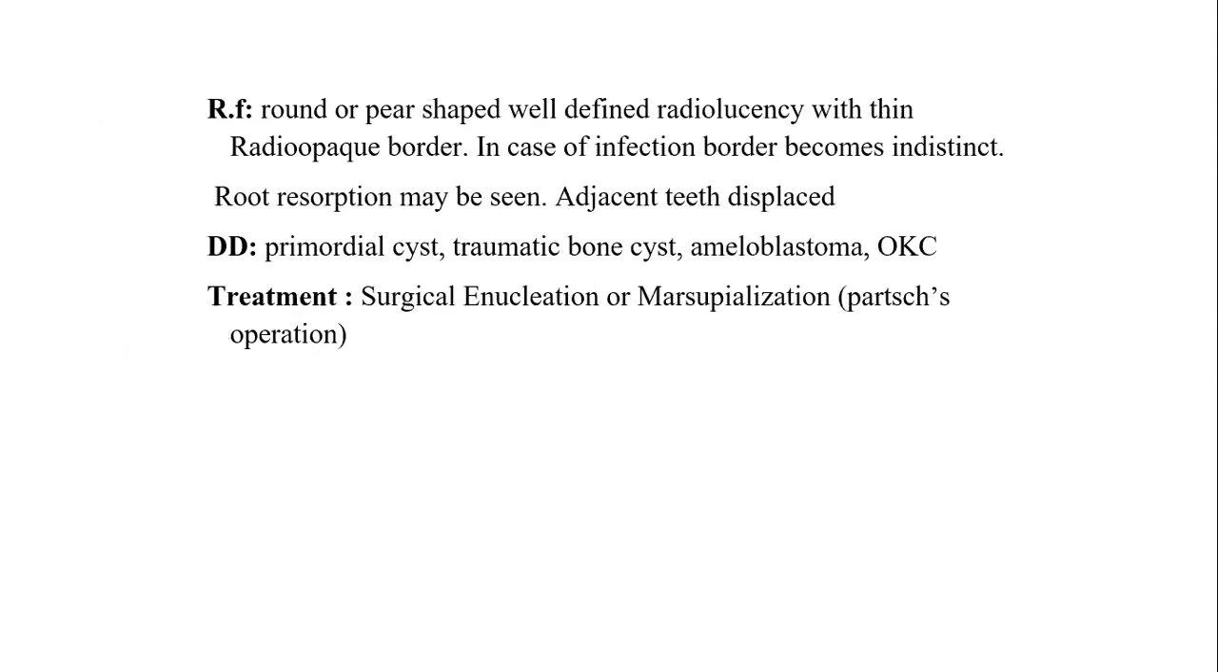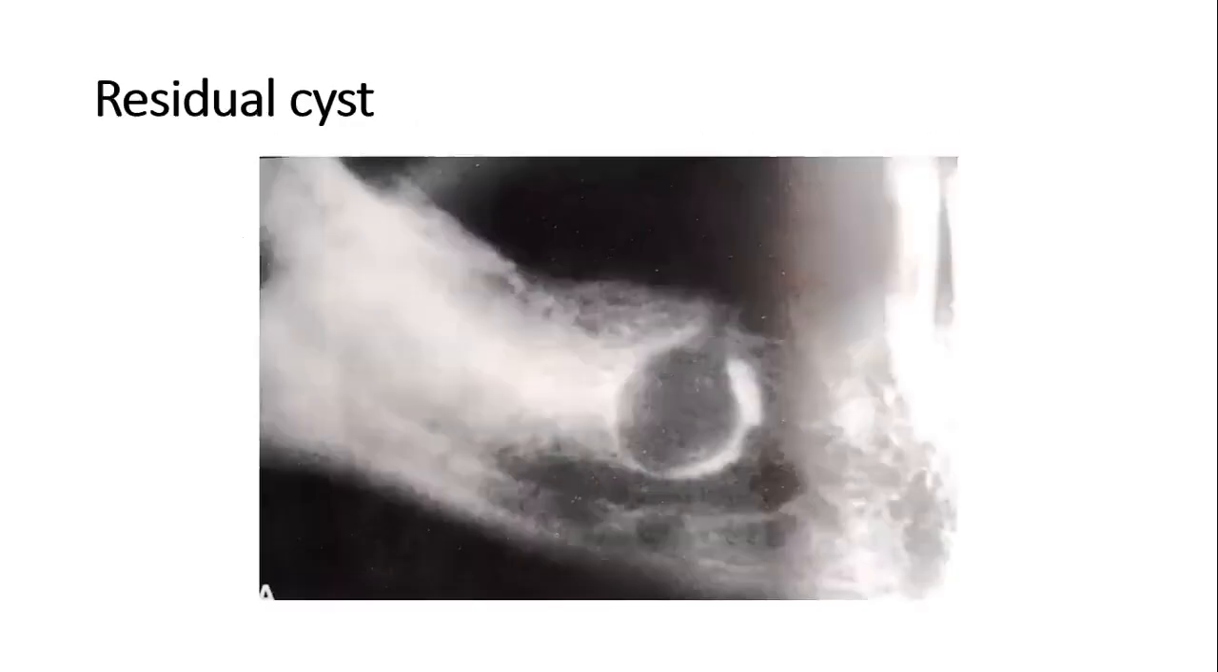Radiographic feature: round or pear-shaped, well-defined radiolucency with a thin radiopaque border. In case of infection, the border becomes indistinct. Root resorption may be seen, adjacent teeth will be displaced. Differential diagnosis: primordial cyst, traumatic bone cyst, ameloblastoma, OKC. Treatment is surgical enucleation or marsupialization. This is a radiograph showing residual cyst.